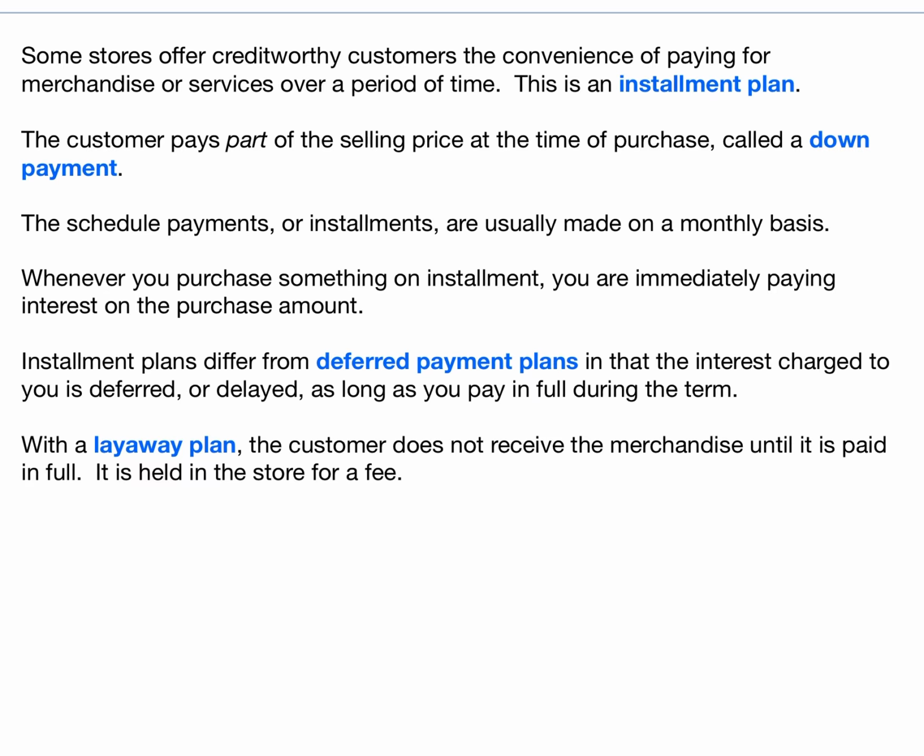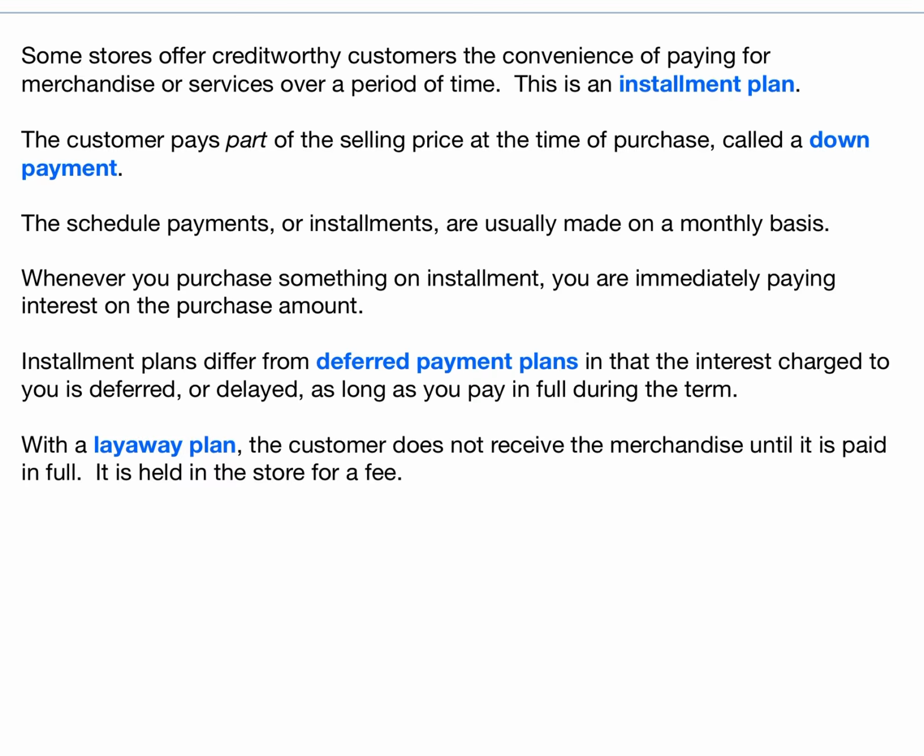And then installment plans differ from what's called a deferred payment plan in that the interest charged to you is deferred or delayed as long as you pay in full during the term of the loan. So credit cards will offer things like 12 months interest-free. That's considered a deferred payment plan, and they will require you to make a minimum monthly payment, but you need to understand that interest is accruing behind the scenes, and if you don't pay back the full amount by the end of the term, all of that accrued interest will come back to hit you, and you will owe money on that interest.